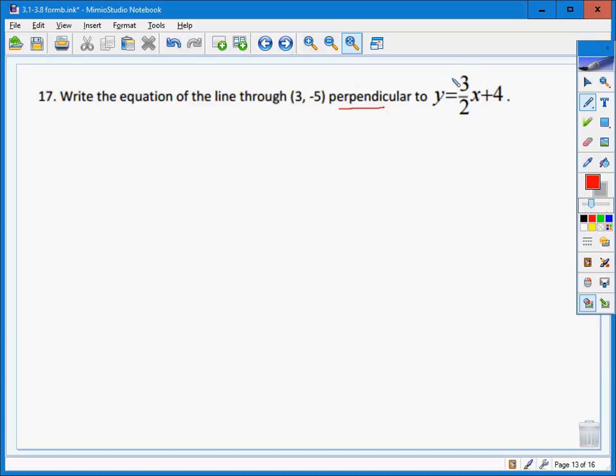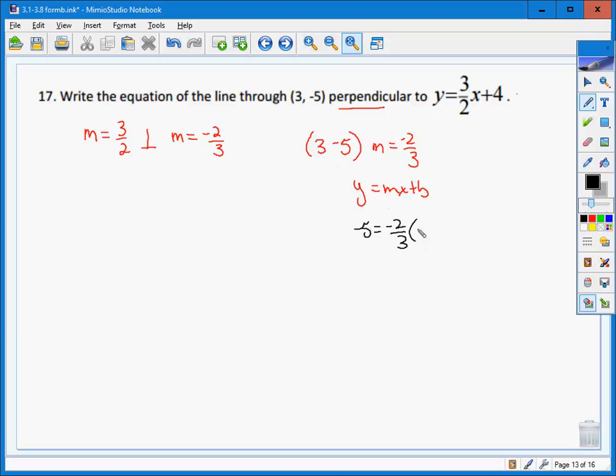If I'm writing an equation of a line that's perpendicular to this, the slope of this line was 3/2. To be perpendicular, it has to be the opposite or the negative reciprocal. So my slope now has to be a negative 2/3. So if it goes through this point, (3, -5), and has a slope of negative 2/3, in y equals mx plus b, I can replace y with -5, I can replace m with a negative 2/3, I can replace x with the 3, and I can use this information to find b.